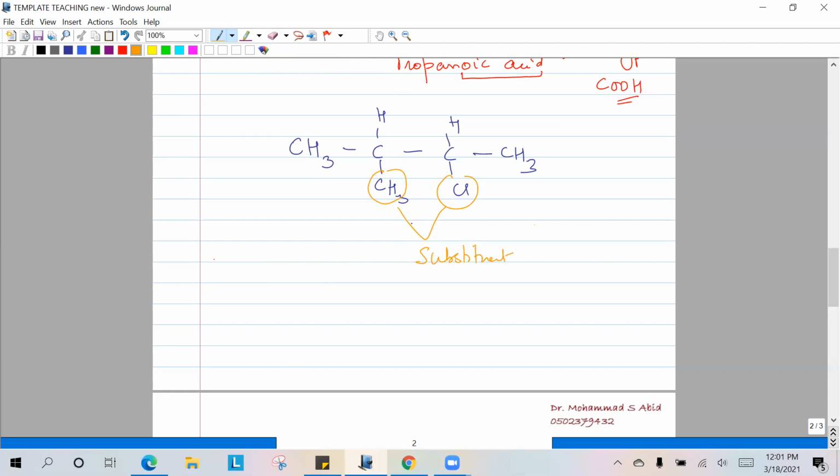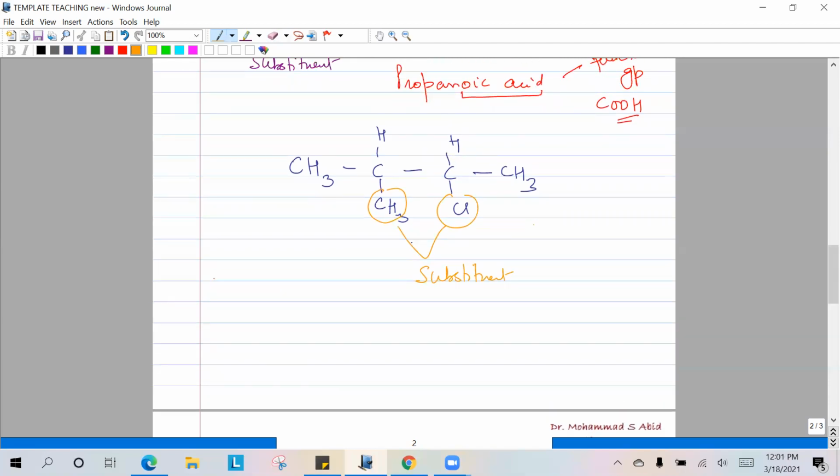That's the first thing. The second thing is, you will have to select the longest chain of carbon atoms. I have selected the longest chain of carbon atoms. I have to number it too. There are two ways of numbering this. One is from left to right, and the other is from right to left. So I write it 1, 2, 3, 4. The other way is 1, 2, 3, 4, this way.